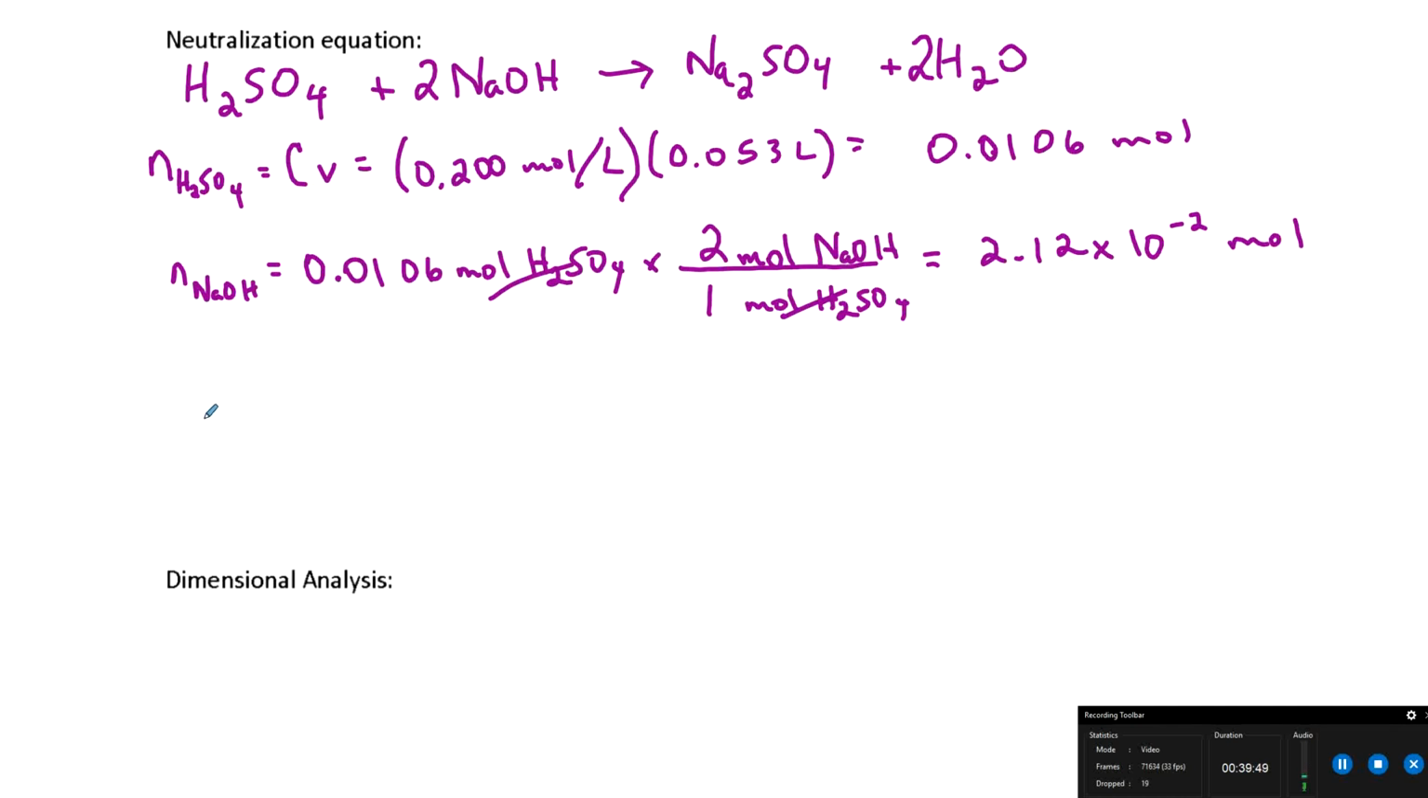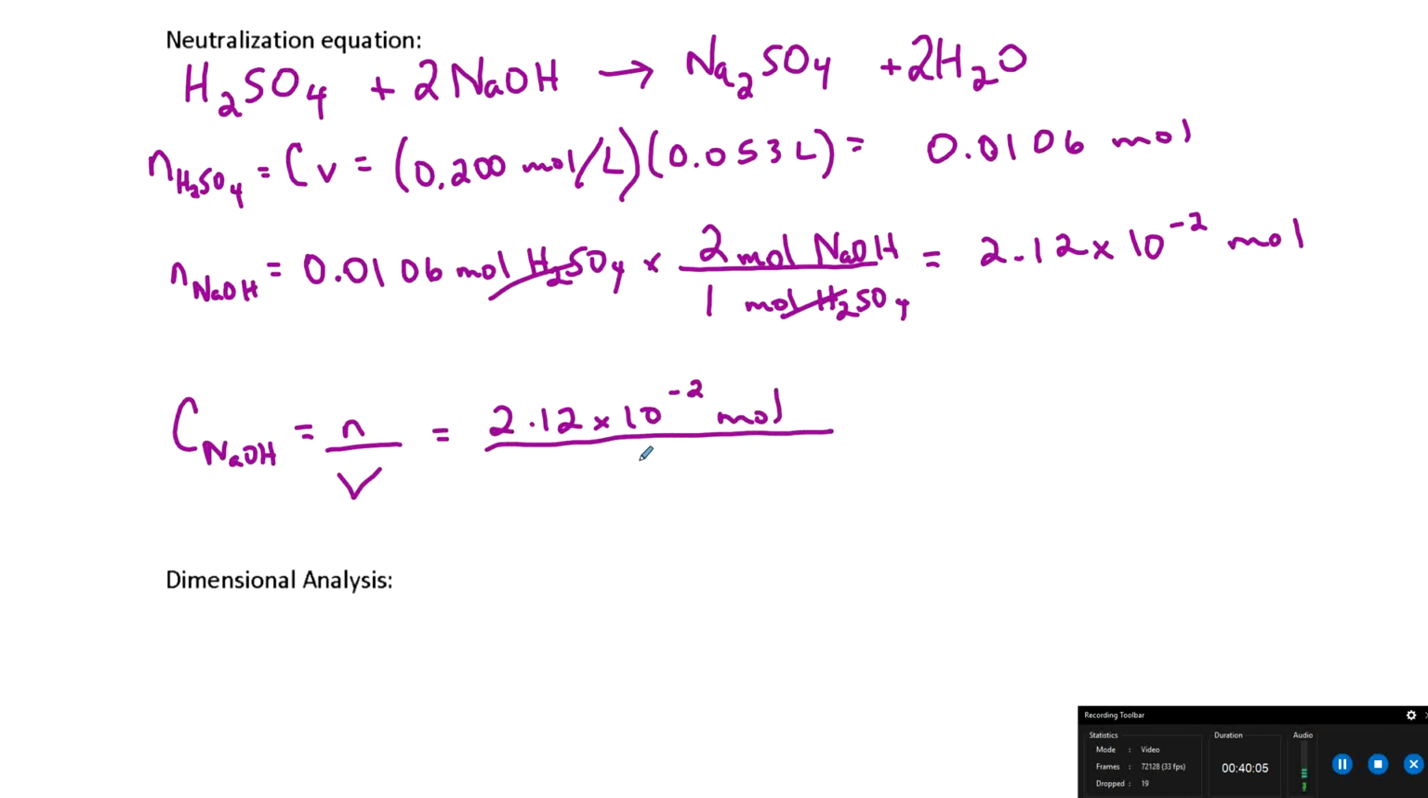All right, finally, I'm looking for the concentration of the base. So the concentration of the NaOH is moles divided by volume. So here's my moles, and my volume is told to me in the question. It was 71 milliliters, so 0.071 liters, and that equals 0.299 moles per liter.